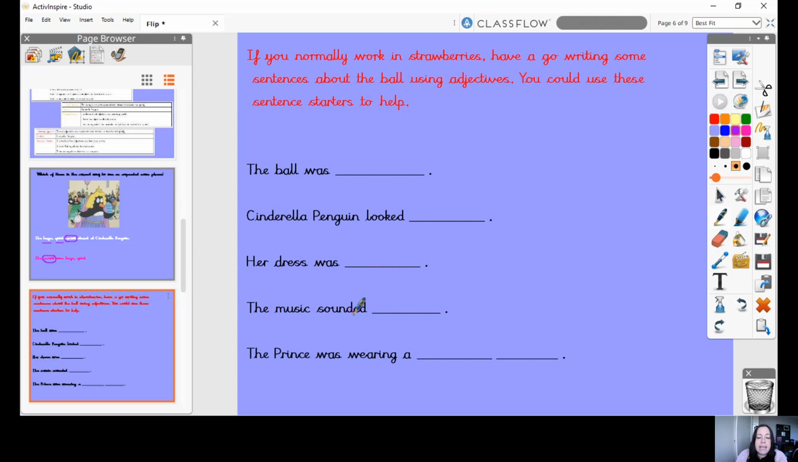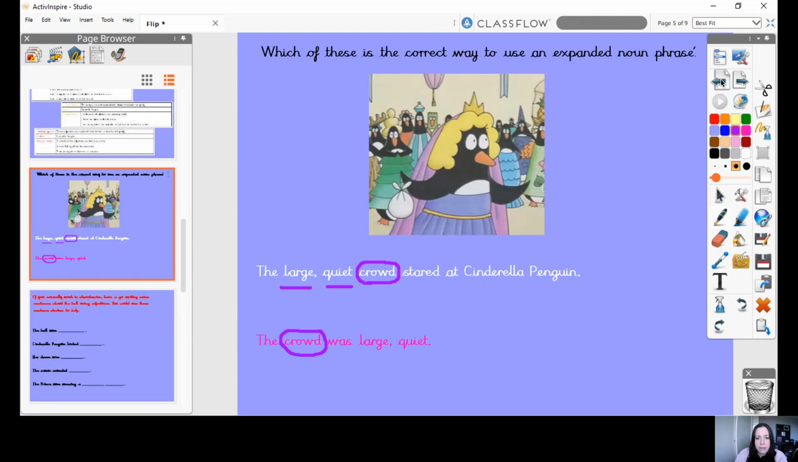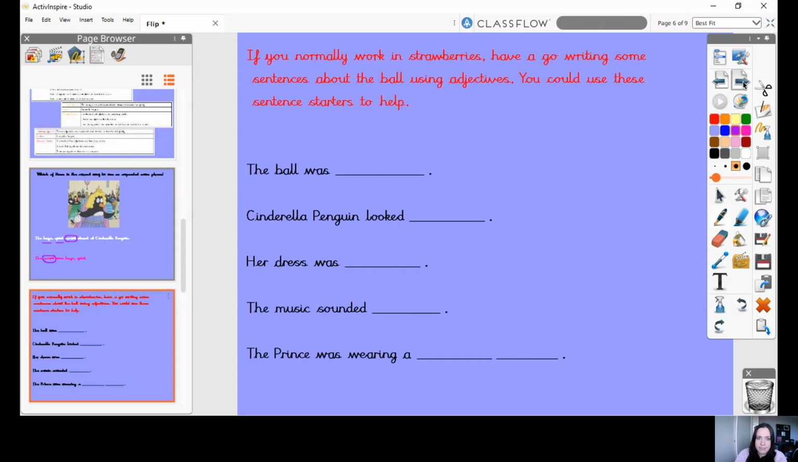The music sounded relaxing. And the prince was wearing a, and you could decide what he's going to wear here. So it could be like a shiny crown. So you're going to make sure that you're using some adjectives. And because you can use one adjective and everyone else is using two, you can do it this way. That's absolutely fine. If you want to add two with a comma, well, feel free. That would be even better. Okay, so that's what you're going to do.